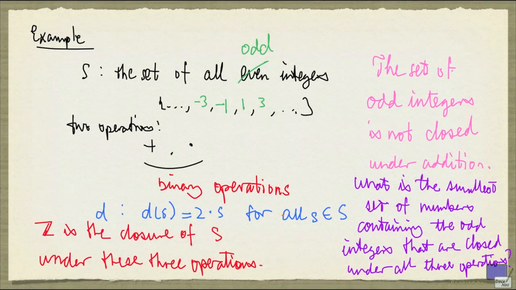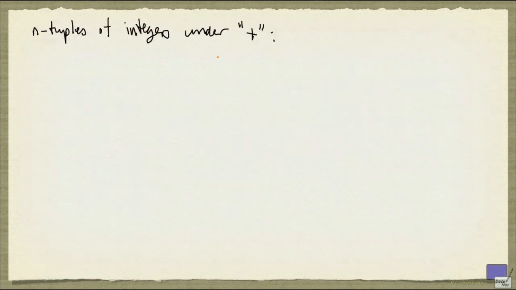So this example illustrates a couple of notions. The first is the notion of closedness, and the second is closure. The notion of closure is very important in mathematics. For instance, it is needed for rigorous treatment of numbers. Before we end, let's look at another example of a structure, N-tuples of integers under addition. Well, I put addition in quotes because it is not the usual addition. I actually have to define addition on these things called N-tuples.